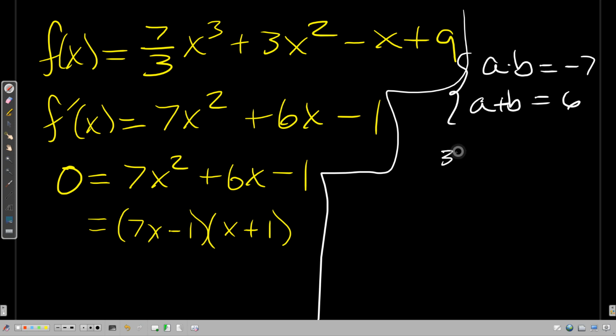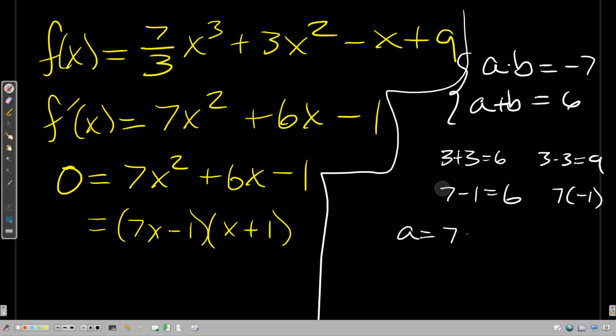So I mean, how about 3 plus 3? 3 plus 3 is 6, but 3 times 3 is 9. That's a positive number. I need the product to be a negative number, so I'm going to have to do stuff like, how about 7 minus 1. 7 minus 1 is 6, and 7 times -1 is -7. So I know that a is 7, and b is -1.